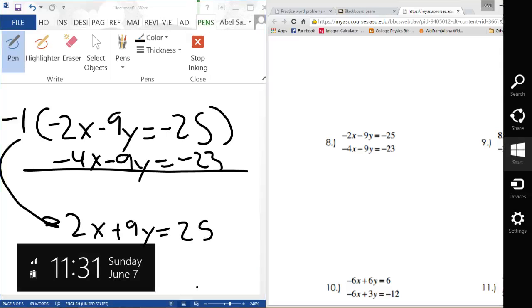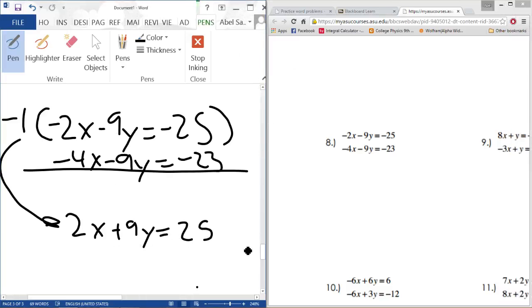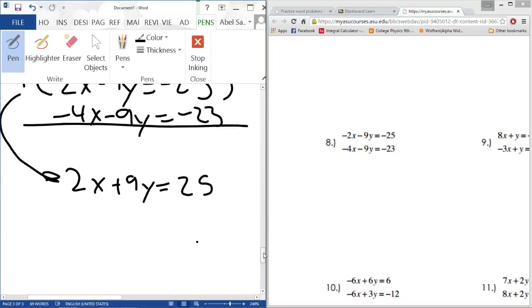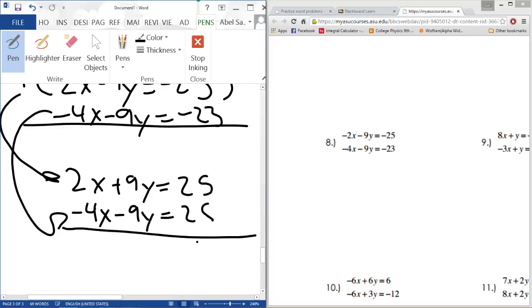Then let's move down the second equation: negative 4x minus 9y equals negative 23. And what do you know? We have a positive 9y and a negative 9y. That'll cancel out, and we can solve for our x.